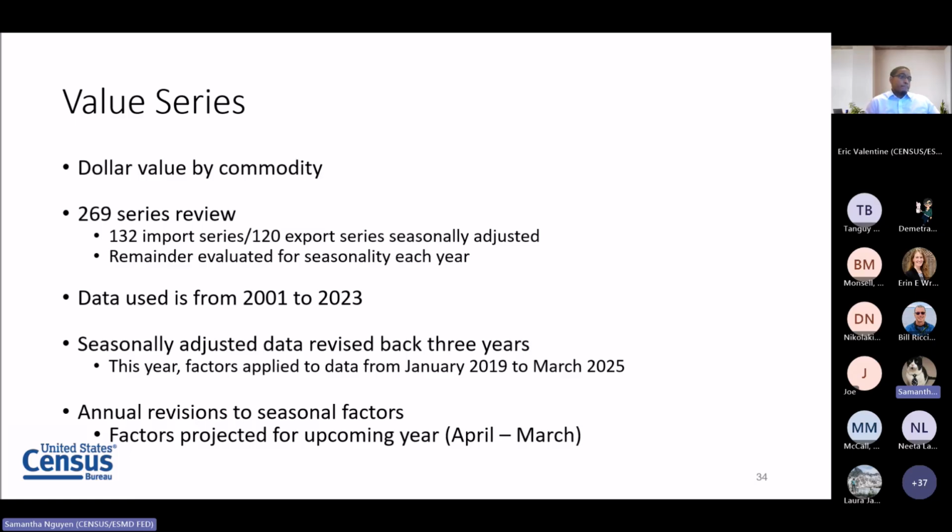This seasonal adjustment procedure identifies seasonal patterns at the 5-digit end-use commodity level. Adjustments are made at the 5-digit end-use commodity series for which significant, stable seasonality is identified. This data is divided into 269 series, which we review annually beginning in January. This data is from 2001 to 2023. We seasonally adjust the data revised 3 years back, so this year factors were applied to data from January 2019 to March 2025, and the factors are projected for the upcoming year.